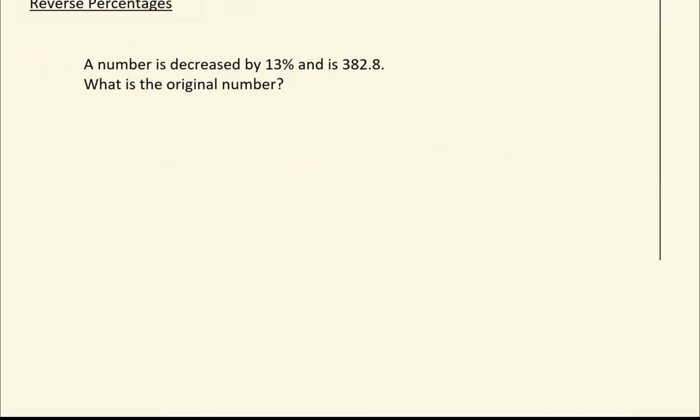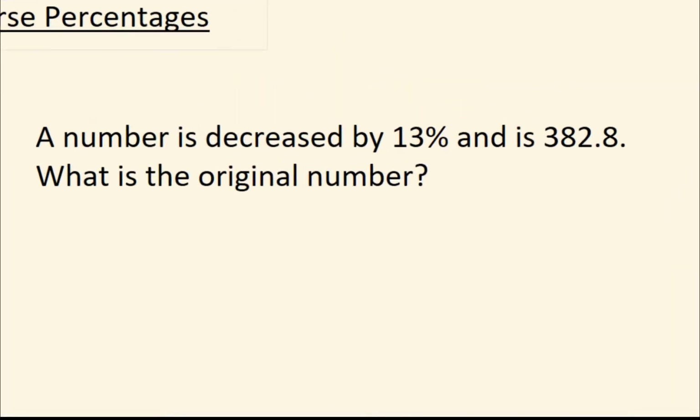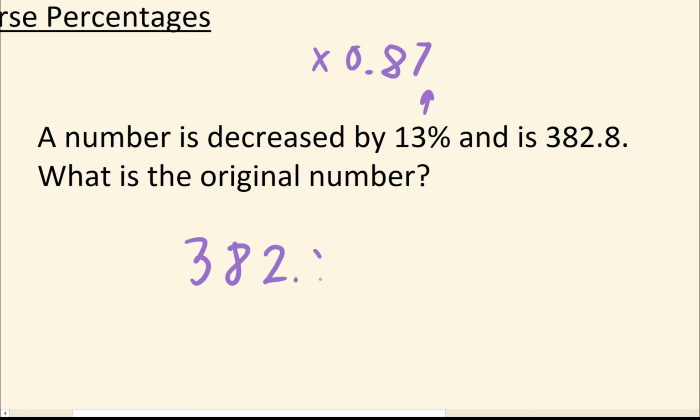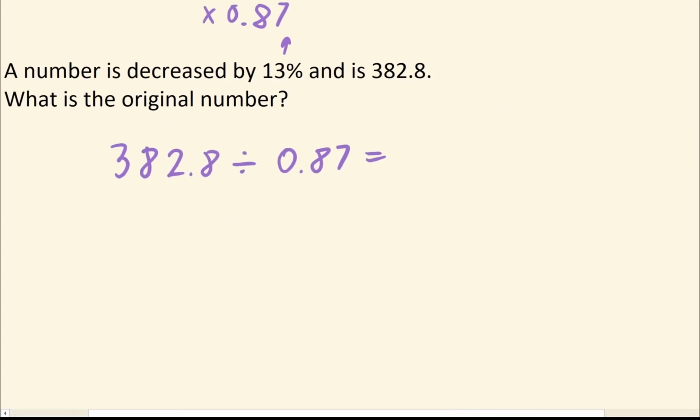And of course, we can do the same idea when we're decreasing a number. So here, a number is decreased by 13%. So if we've lost 13%, that means we are left with 87%. So we must have timesed by 0.87. We then want to undo that. So we take our number, the opposite of times by 0.87 is going to be to divide by 0.87, and then we just type it into our calculator.